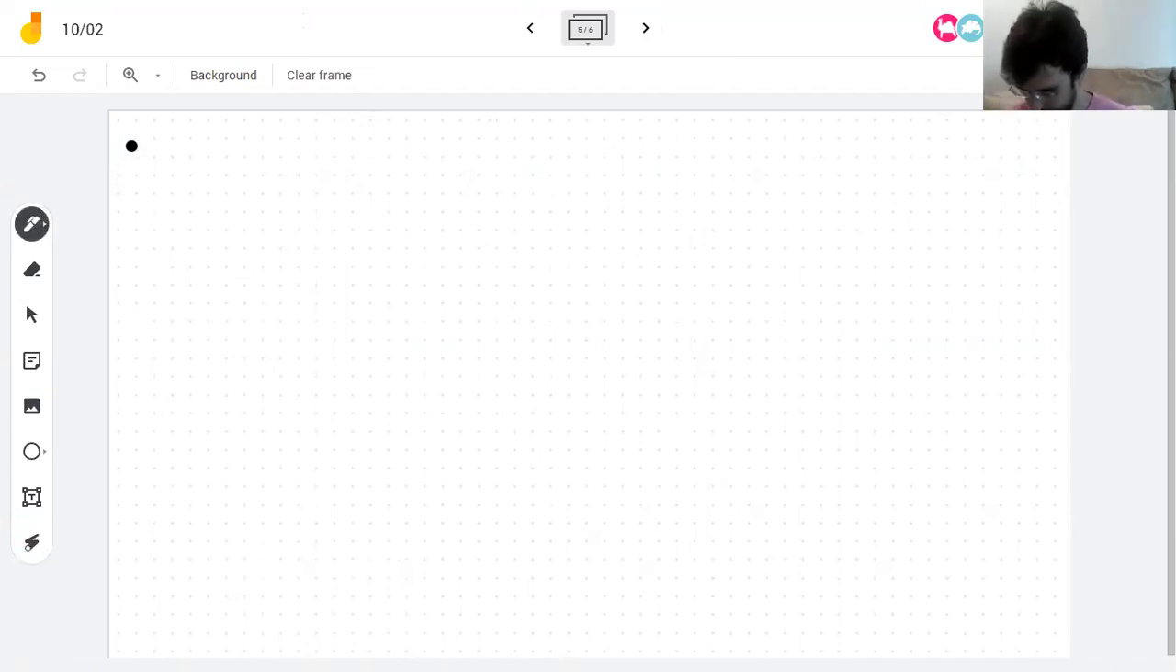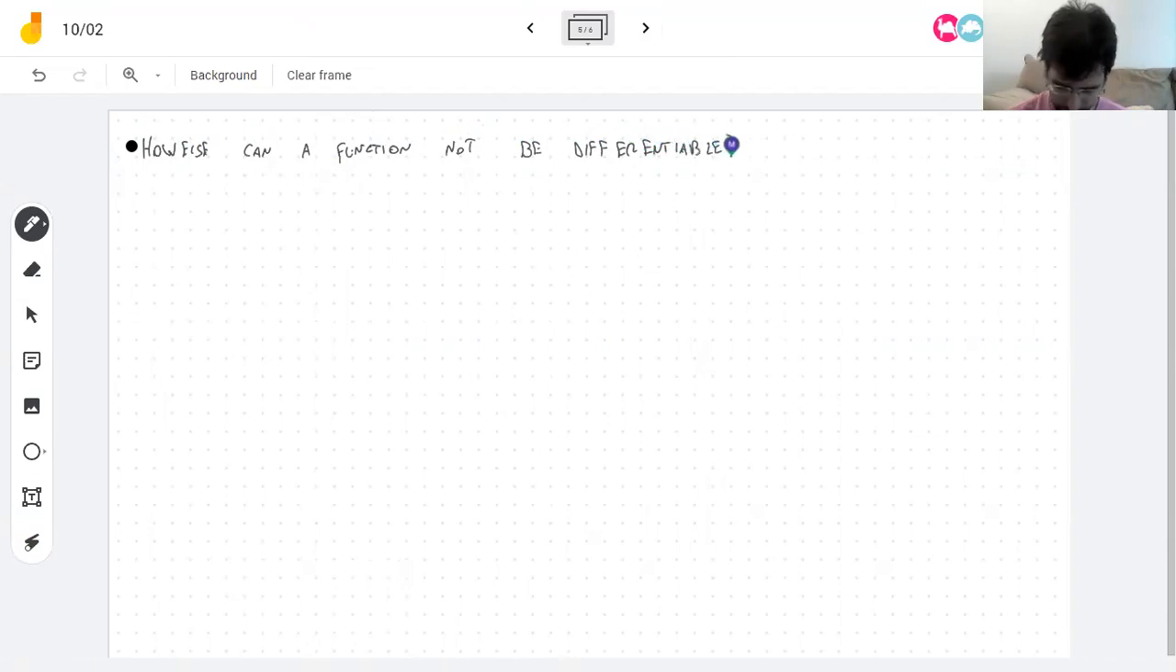So what's another thing? How else can a function not be differentiable? What kind of drawings can you think of where the tangent line doesn't exist? So far we have a corner. Can you think of any other situation where it wouldn't make sense to draw a tangent line?